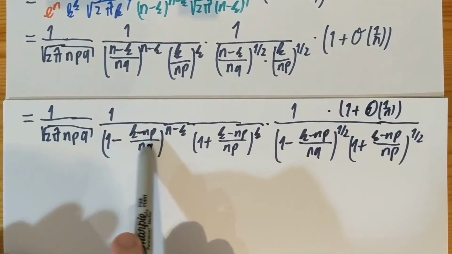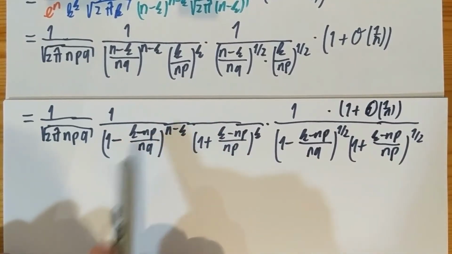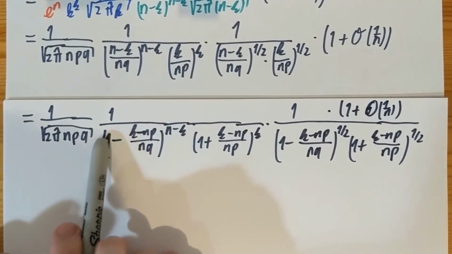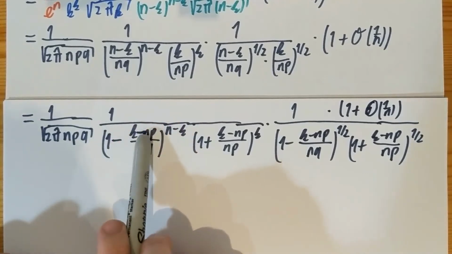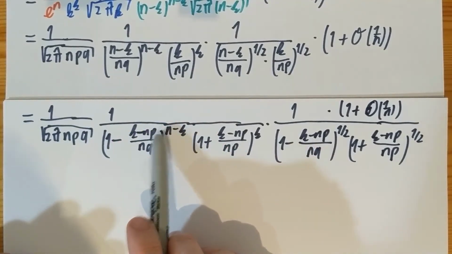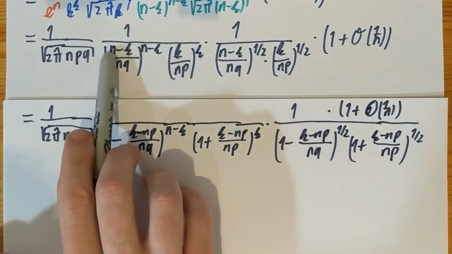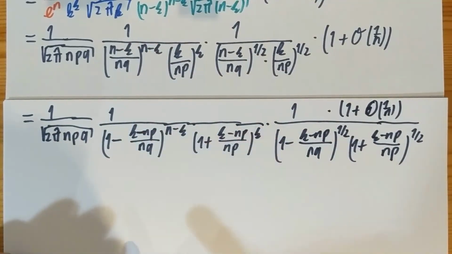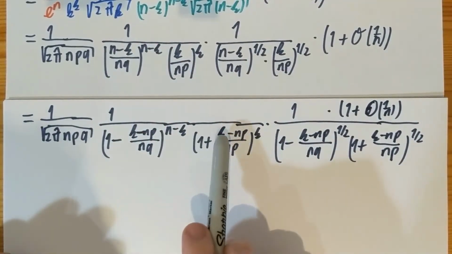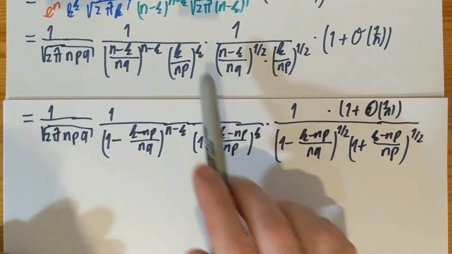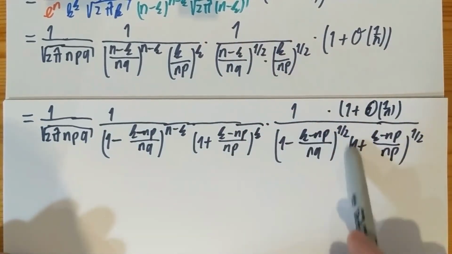Okay, so again I need to convince everybody that this is valid, and just make a common denominator here. If you do a common denominator, then you have nq plus np, so that's n, and you have the minus k, so n minus k. If you make a common denominator there, you have np plus k minus np, so that's k, and the same thing happens here and there.